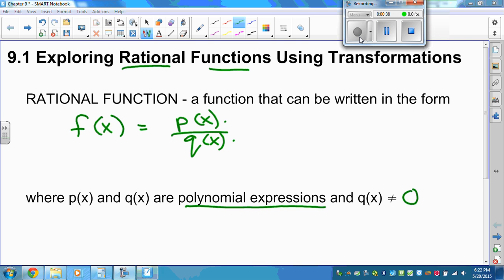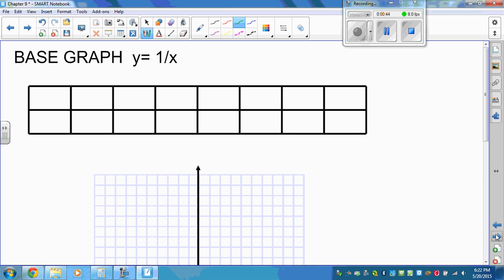And now we're going to use transformations to look at them. So what we're always going to compare to is the graph of y equals 1 over x. Okay, so we're going to put in some test points and see what this graph looks like, because we're going to compare every other graph to this.